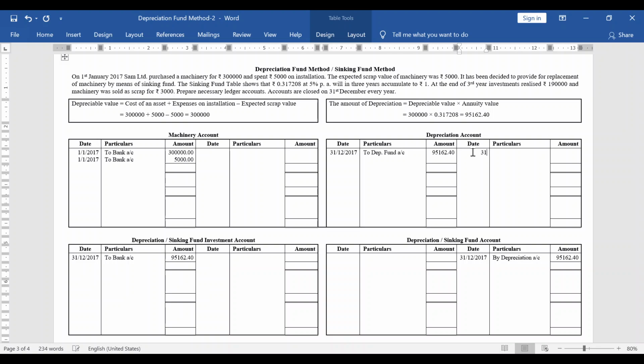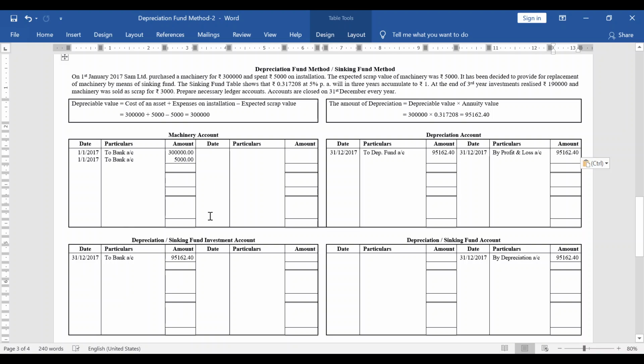The next entry is passed on 31st of December 2017, and that is to transfer the depreciation charge to profit and loss account. That is, depreciation being a nominal account, at the end of the year the account is closed and the amount is transferred to profit and loss account. That is, the entry to transfer depreciation to profit and loss account is profit and loss account debit to depreciation account.